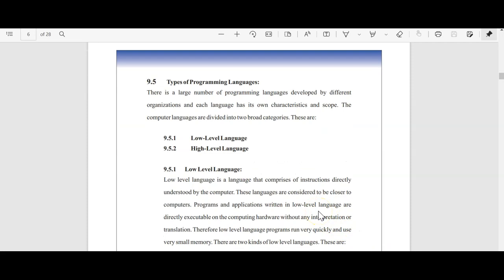Broadly speaking, when we categorize programming languages, there are two types: low level languages and high level languages. Low level languages are those which are closer to machine language. As we talked about initially, the computer is an electronic device working on a binary principle, based on current. The languages which are very near to binary, the language of the computer, are called low level languages.